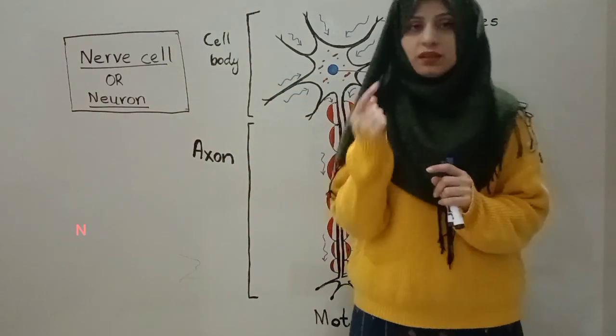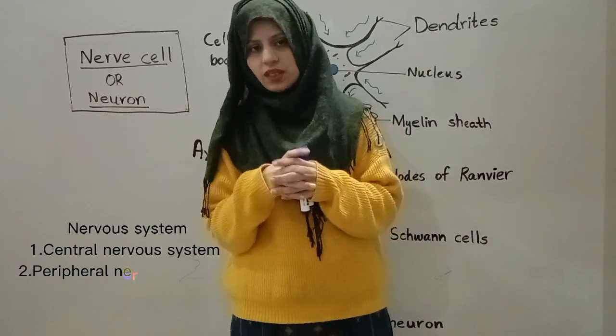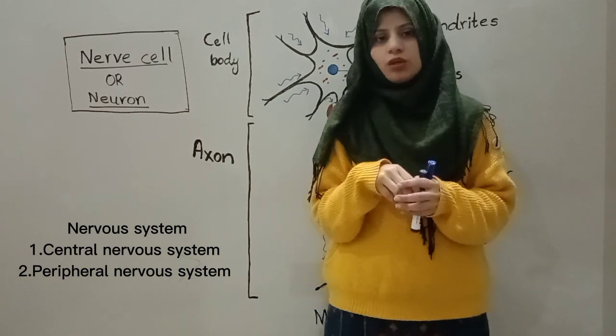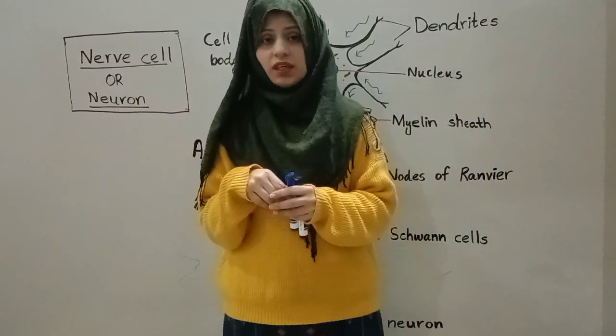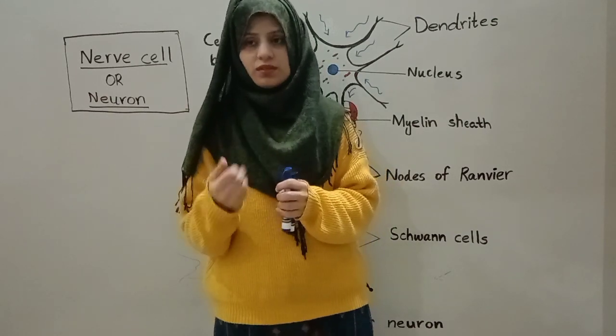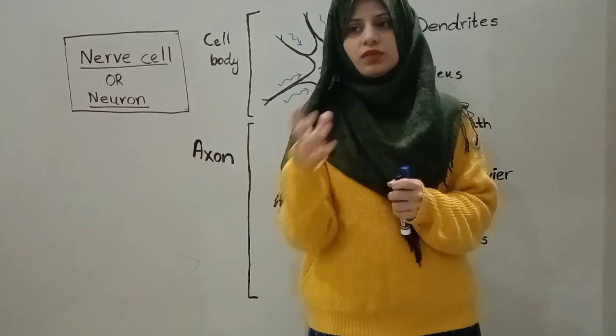Let's start with the nervous system. Basically, the human nervous system consists of two parts, the central nervous system and the peripheral nervous system. Let's talk about the neurons. There are billions of neurons and neuroglial cells present in the nervous system, and the neuron is the basic unit of the nervous system.